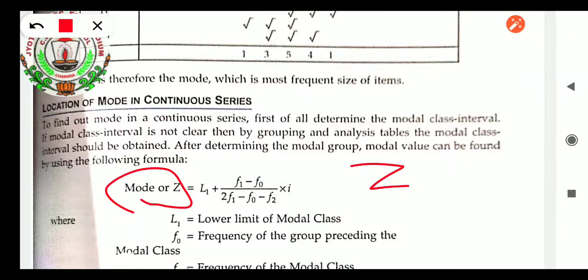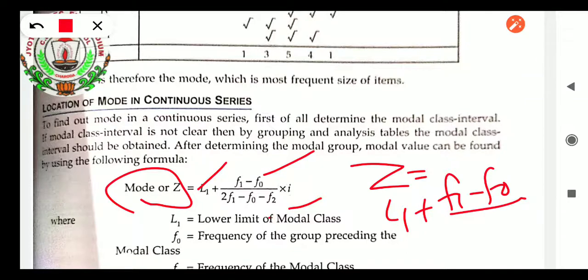So to find the mode in a continuous series, first of all determine the modal class interval. If the modal class interval is not clear, then by the grouping and analysis table the modal class interval should be obtained. After determining the modal class, the modal value can be found using the following formula. Mode z equals L1 plus (f1 minus f0) whole divided by (2f1 minus f0 minus f2), into i.